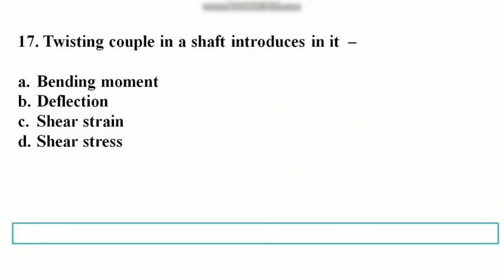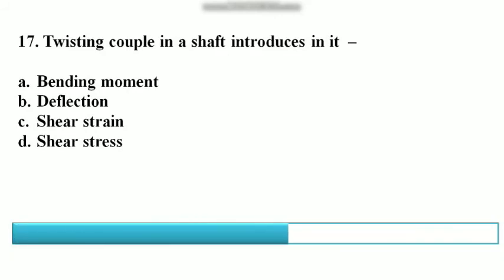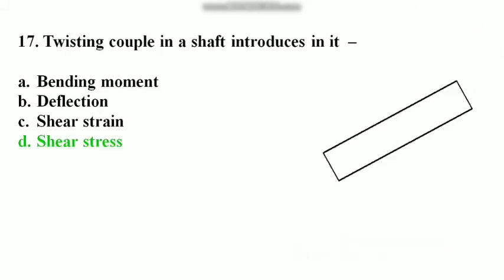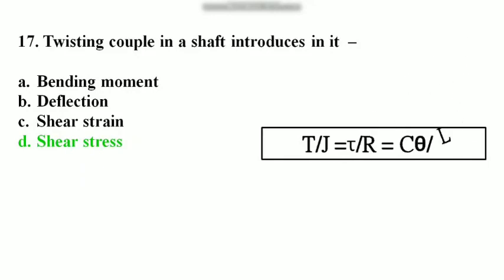Twisting couple in a shaft introduces in it option A, bending moment, option B, deflection, option C, shear strain, option D, shear stress. From the torsion equation, we know T by J equals tau by R equals C theta by L. So the twisting couple, that is a torque in a shaft, introduces tau, that is shear stress. So option D, shear stress, is the right answer here.